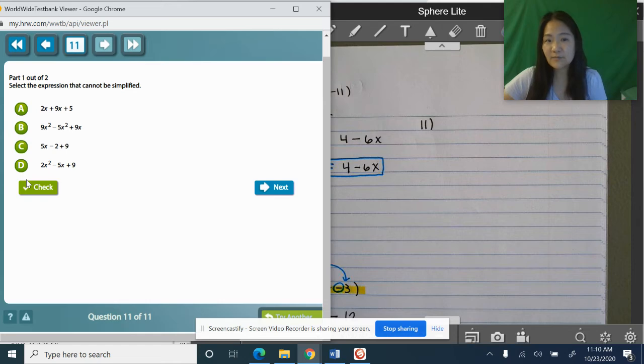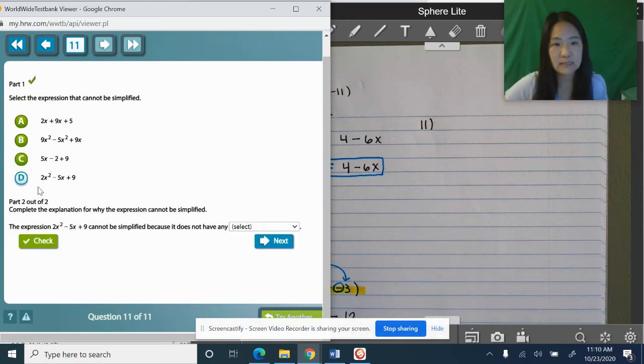2x squared minus 5x plus 9. This one you cannot simplify more because these two are not like terms. There's no like terms here. X to the second power and x are not like terms. Like terms are same variables, but also raised to the same power. So the answer is D.